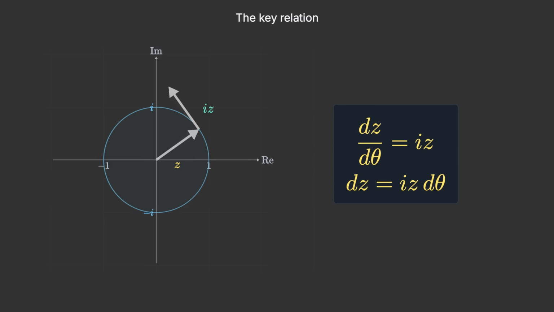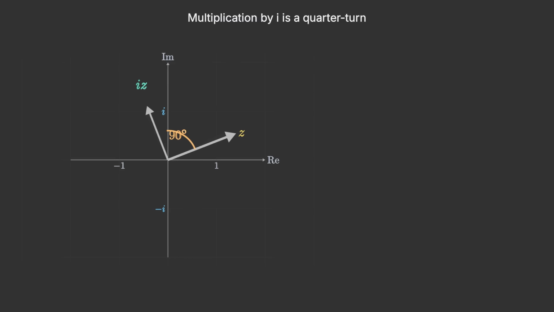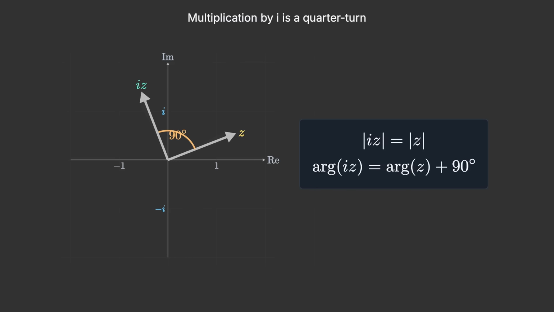This is the key step. The rate of change of the vector is the vector itself, rotated by 90 degrees. That is the geometric meaning of multiplying by i. Multiplication by i turns a vector by a quarter turn. It does not change the length, it changes the direction.